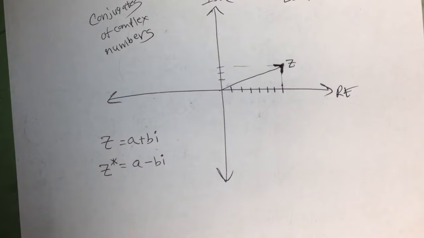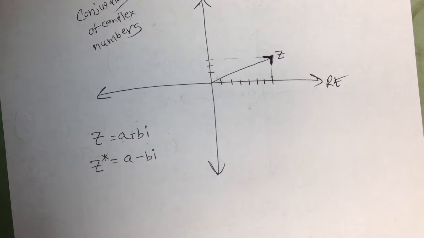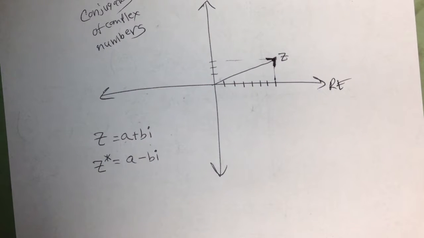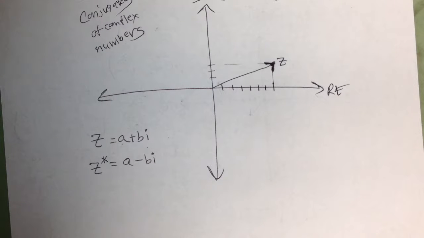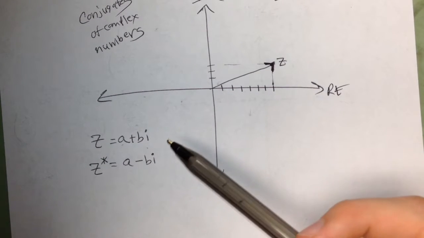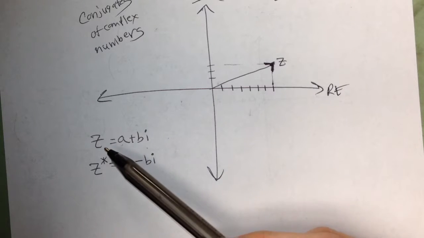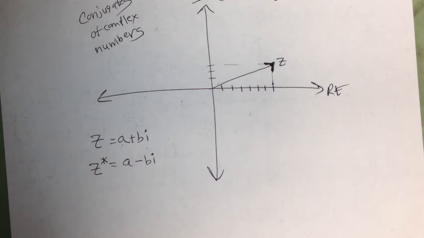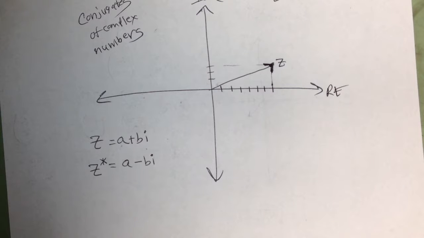And the reason conjugates are important has to do with when you have a quadratic or a polynomial that doesn't have real roots. You may remember that it has imaginary roots, or it may have some imaginary roots, and those come in pairs. And so the pairs would be a complex number and its conjugate would make up one pair of roots.